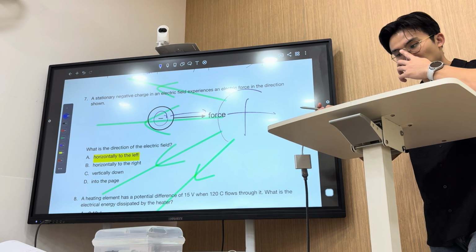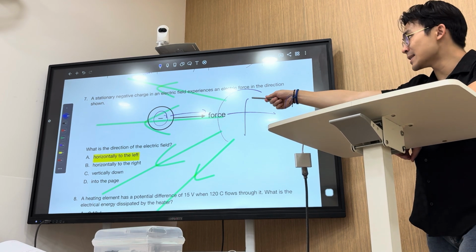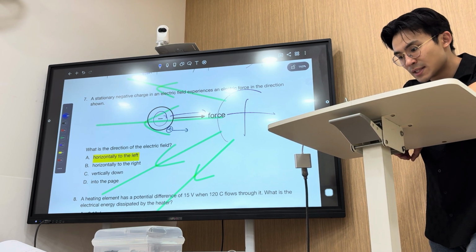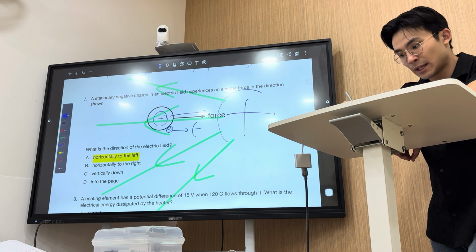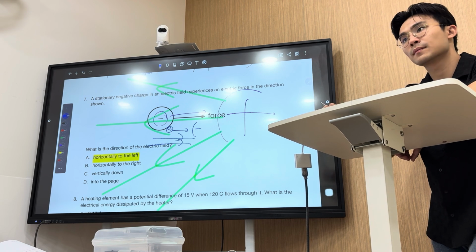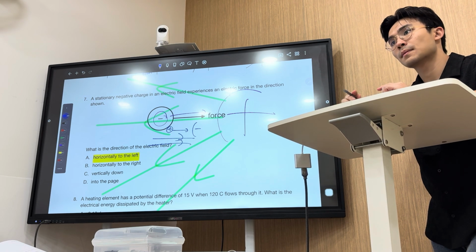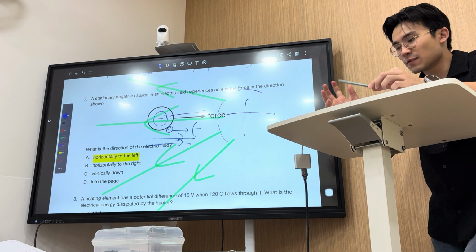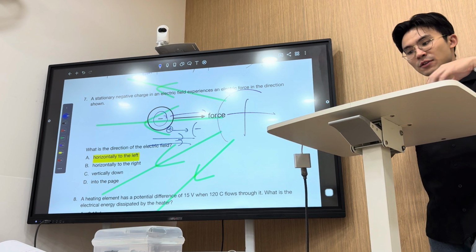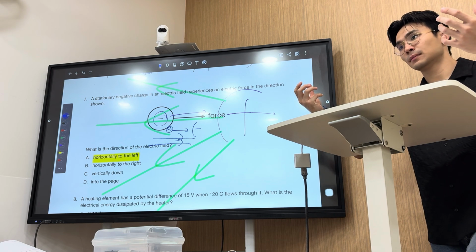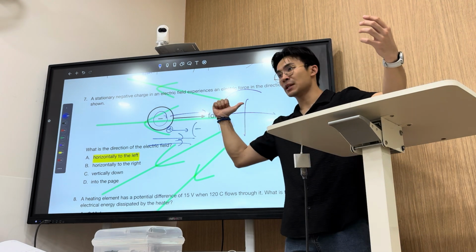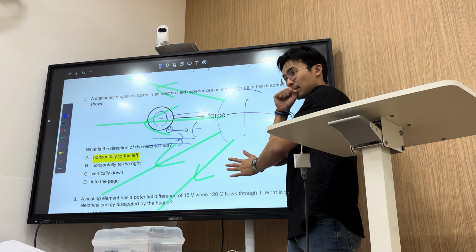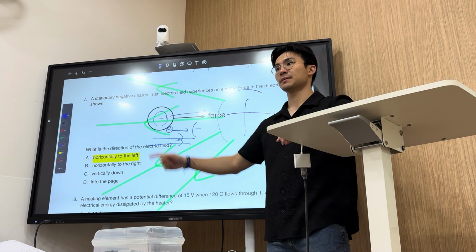If they ask for electric field, it depends. If let's say this was a positively charged object, and it's going this way, that means this side is negative, then your electric field is going towards it. Your electric field is always from plus to minus. So if this minus is coming this way, means whatever's on the right side is positive, means your electric field should be going in the opposite direction.